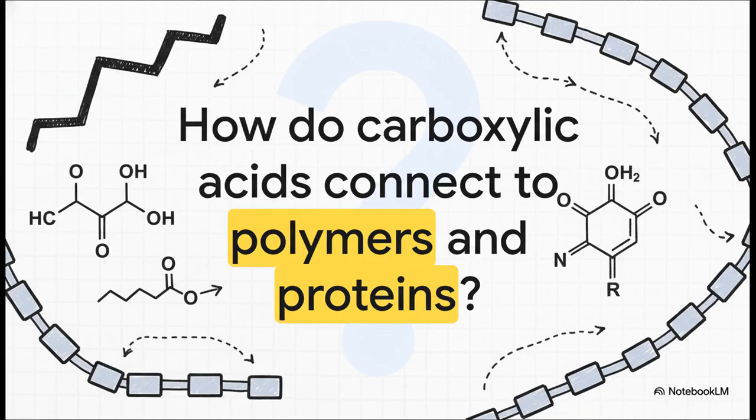We've seen how these acids work and how they form esters, but their story is so much bigger than that. That same functional group is what makes an amino acid an acid. And amino acids, as you know, are the building blocks of proteins. So here's a thought to leave you with. You've mastered carboxylic acids. But how does that knowledge connect to the even bigger, more complex world of polymers and proteins?